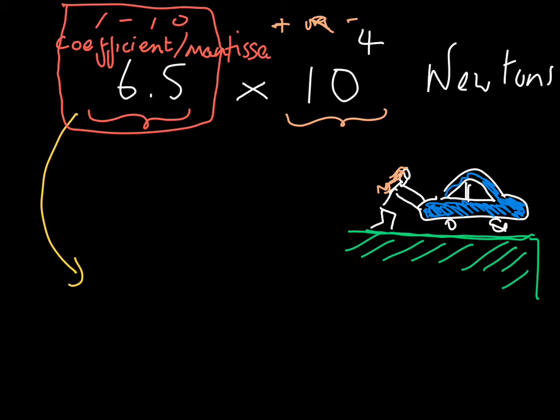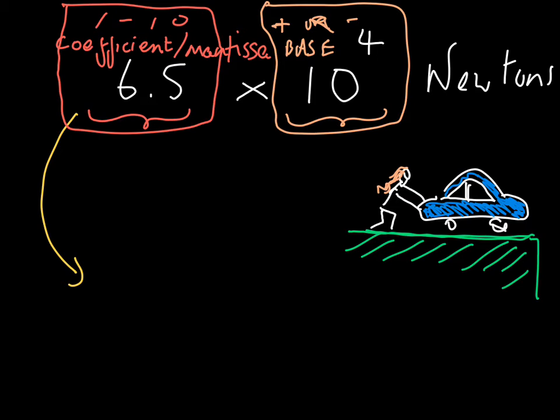The second part that's very important is this part here, which can be negative or positive, and that's referred to as the exponent. And in scientific notation that we're going to cover, that base is to the base 10, nice decimal form.